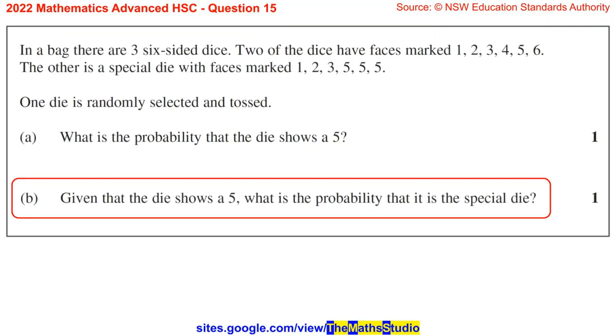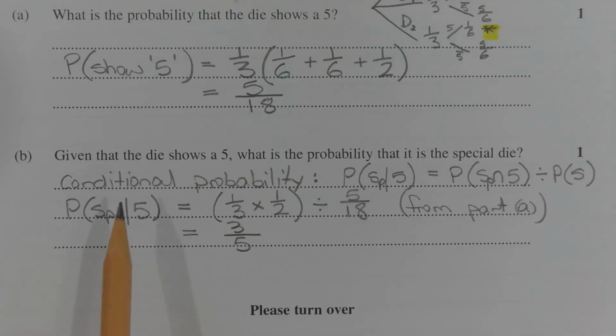Part B. Given that the die shows a 5, what is the probability that it is the special die? This is an example of conditional probability. The probability that a special die is chosen given that a 5 is shown on a die is equal to the probability that a special die is chosen and 5 is shown on a die divided by the probability that 5 is shown on a die.